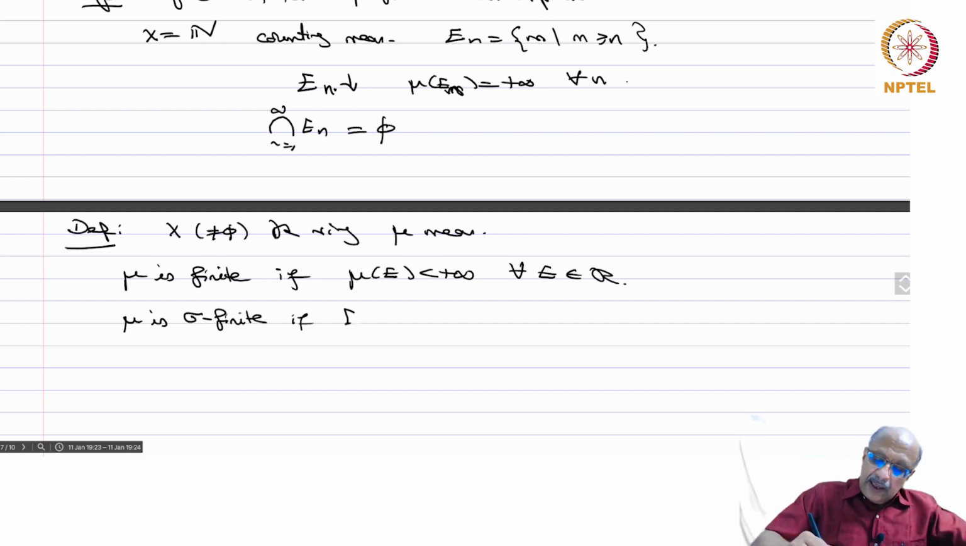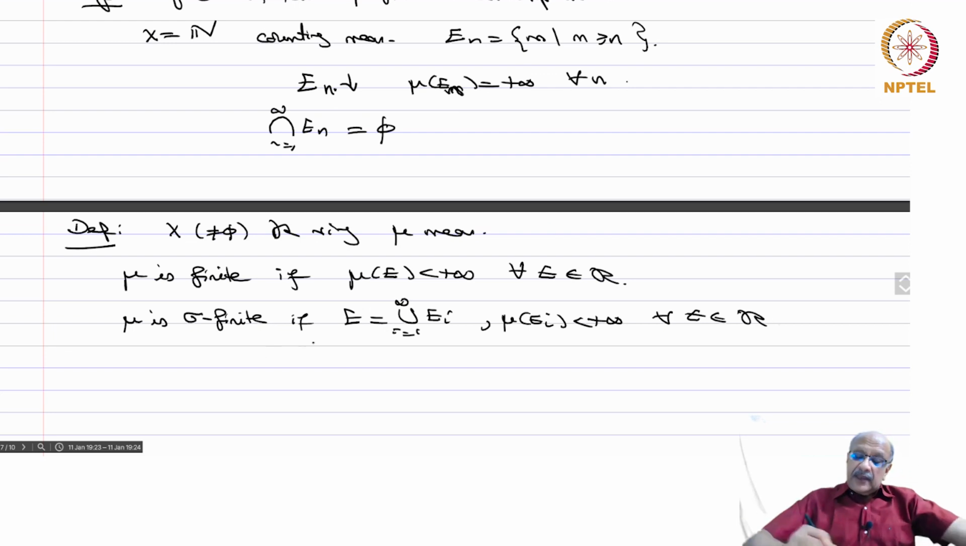If E can be written as a union of Ei, i equals 1 to infinity, with mu of Ei finite, and for every E in R. Every set E can be written as a countable union of sets of finite measure. Then you call it a sigma finite measure.